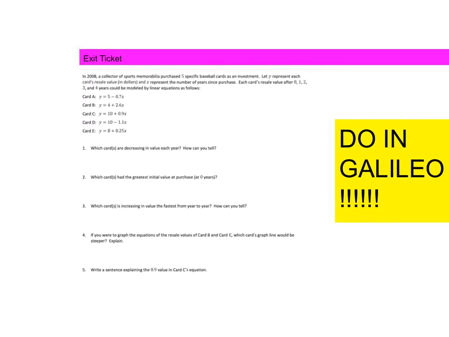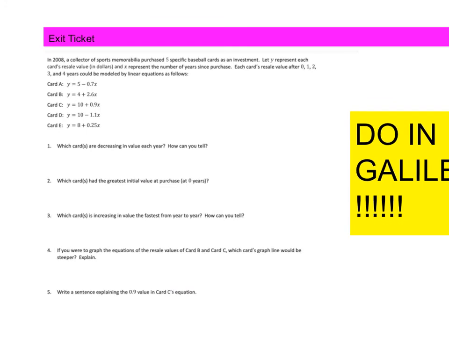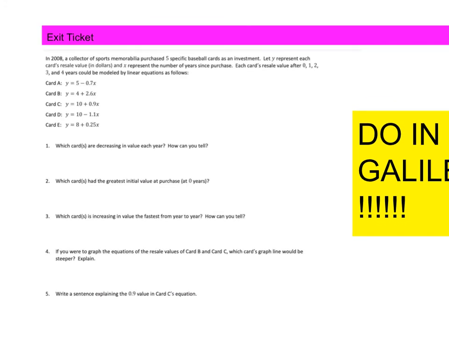All right, this is your exit ticket for today that you will do in Galileo, but I just want to go over it before then. It says in 2008, a collector of sports memorabilia purchased 5 specific baseball cards as an investment. Let Y represent each card's resale value in dollars, and X represent the number of years since the purchase. Each card's resale value after 0, 1, 2, 3, and 4 years can be modeled by linear equations as follows.